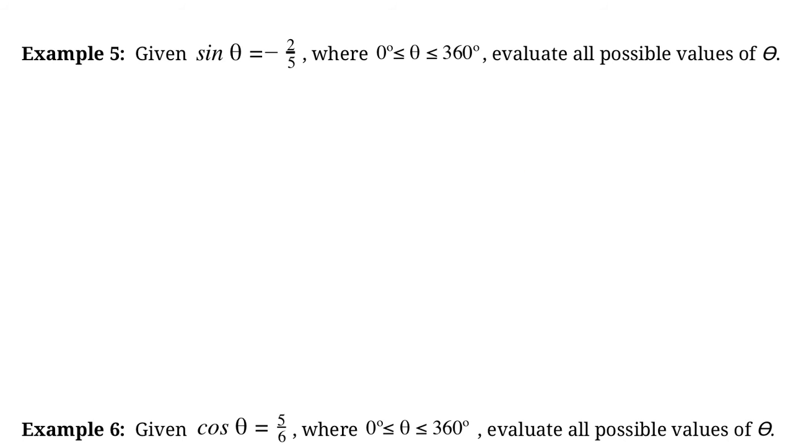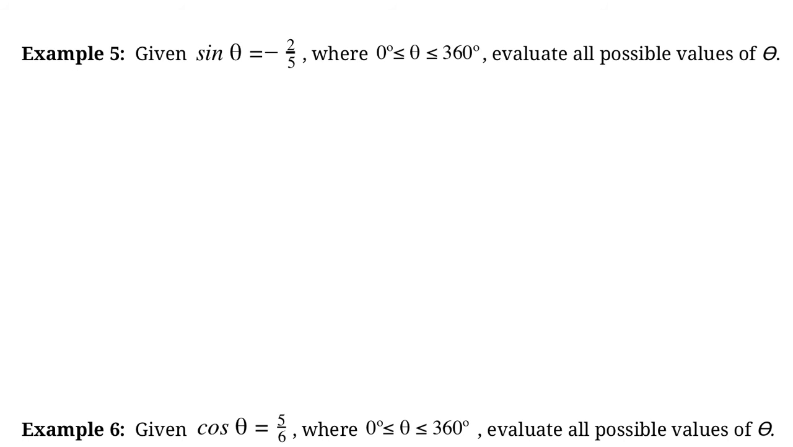And the next question is a little bit different. So given that sine theta is equal to -2/5, where theta is greater or equal to 0 degrees and less than or equal to 360 degrees, we need to evaluate all possible values of theta. So you might be thinking, what do you mean by all possible values of theta? There's more than one angle. Well, we know something now called the cast rule.